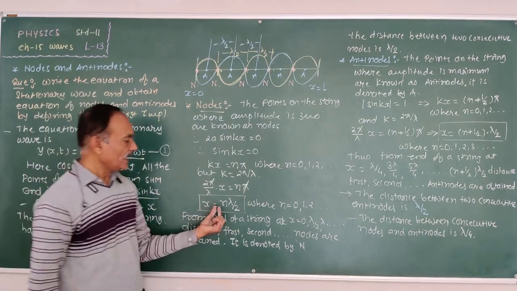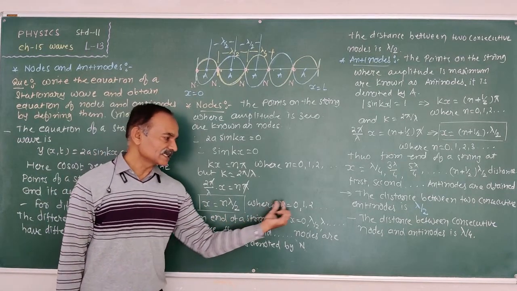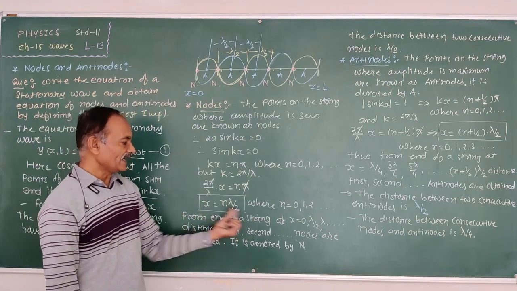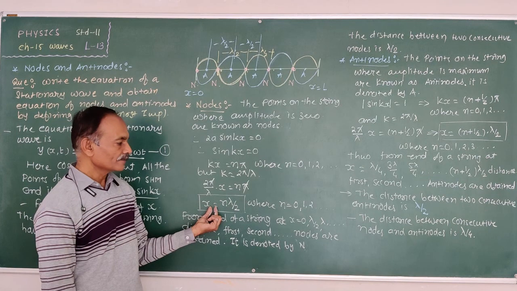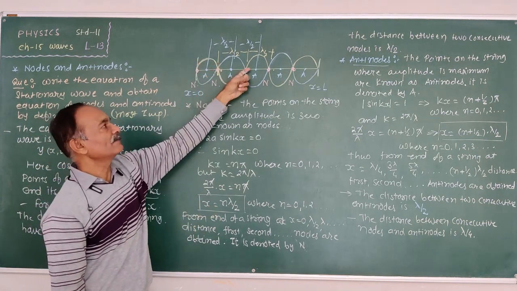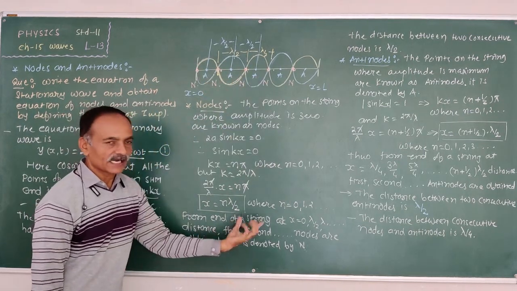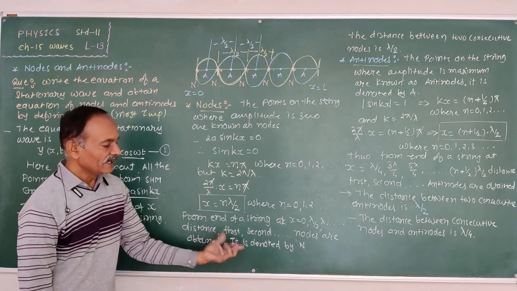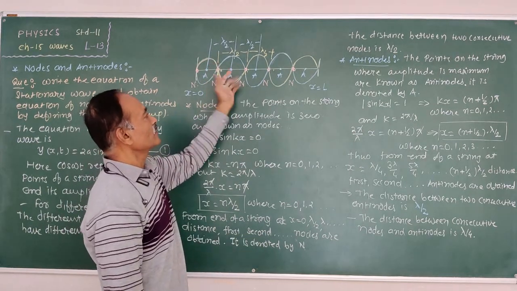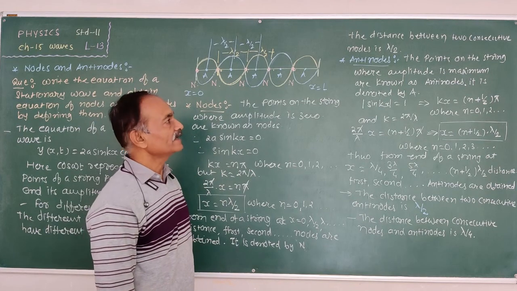For different values of n, we obtain the positions of nodes, where n is equal to 0, 1, 2, 3, and so on. From the end of the string, at x is equal to 0, the first node is obtained, the second is at lambda by 2, the third at lambda, next at 3 lambda by 2. The first, second, and so on, nodes are obtained. The distance between two consecutive nodes is lambda by 2. Right? Okay.